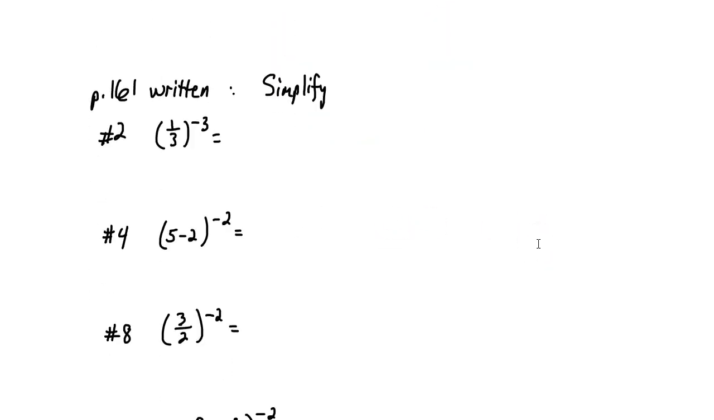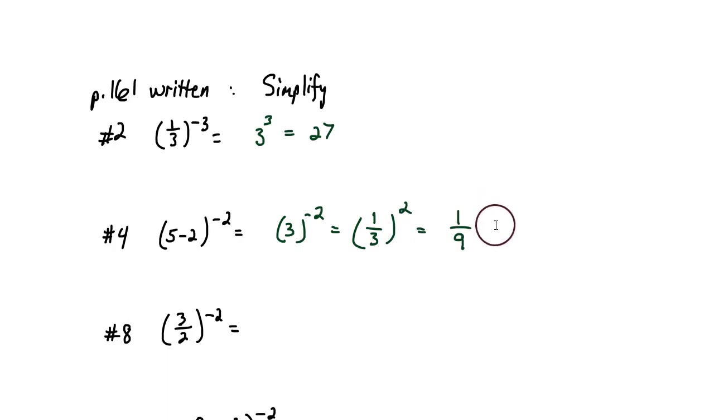On page 161, the same sort of thing. Let's work with our expressions, and if we have negative exponents, use the idea about reciprocal. So the reciprocal of 1/3 is a 3, and it goes to the +3 power. And this makes 27. For number 4, let's do the work in the parentheses first. 5 minus 2 makes 3, and that's going to the -2 power. A negative exponent means a reciprocal, and now it goes to the +2 power. 1 squared is 1, and 3 squared is 9.